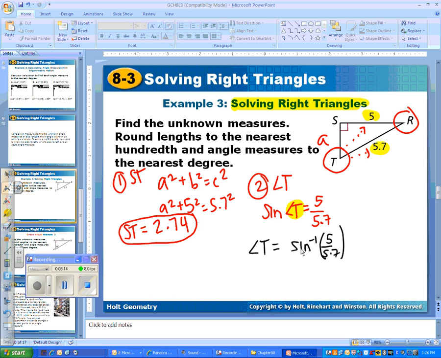And you should get 61 degrees. Yeah, nearest degree. So angle T equals 61 degrees. If you don't get 61 degrees in your calculator, again, we'll talk about it tomorrow. So now that we know that this is 61 degrees, all you have to do to find out what angle R is take 90 and subtract 61 from it. And you'll get 29 degrees for angle R.